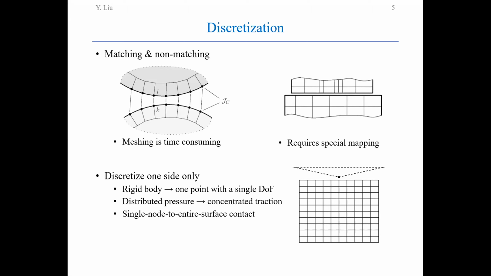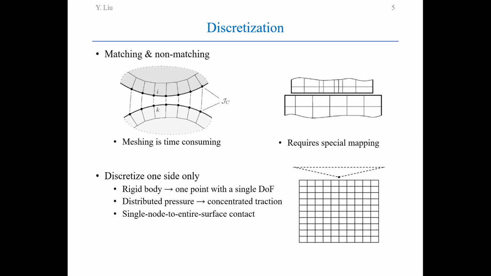Also, both the matching and the non-matching schemes suffer from convergence issues if one body is significantly stiffer than the other, because then in the system matrix, we will have a block of very large values and a block of very small values, which makes the system poorly conditioned. So instead, a new discretization scheme is proposed here, where only one body is discretized, the sample.